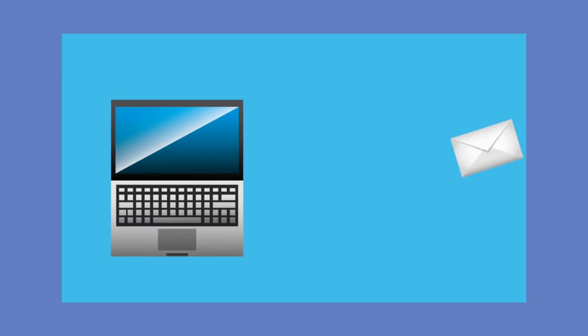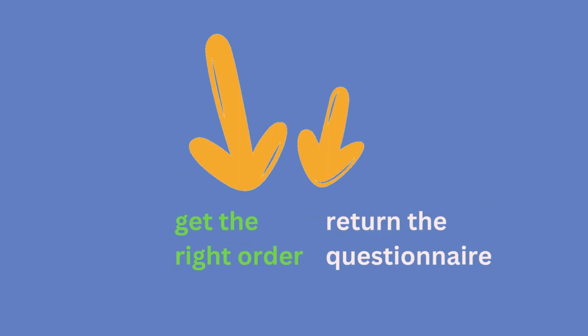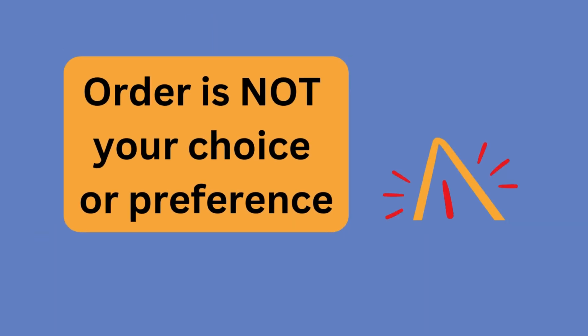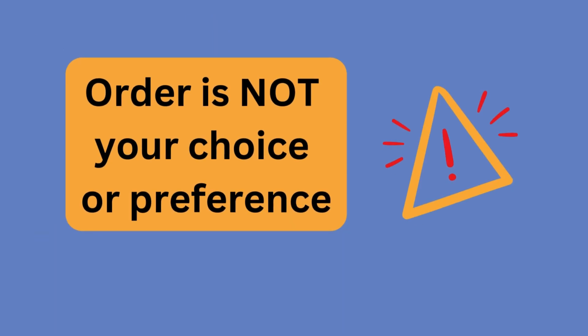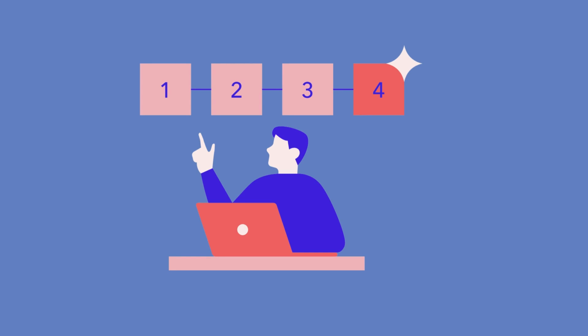Coordination of benefit will involve you getting the right order of who might be primary and secondary, then returning the questionnaire or informing every insurance company of the others. Unfortunately, the order is not your choice. It is not your preference.